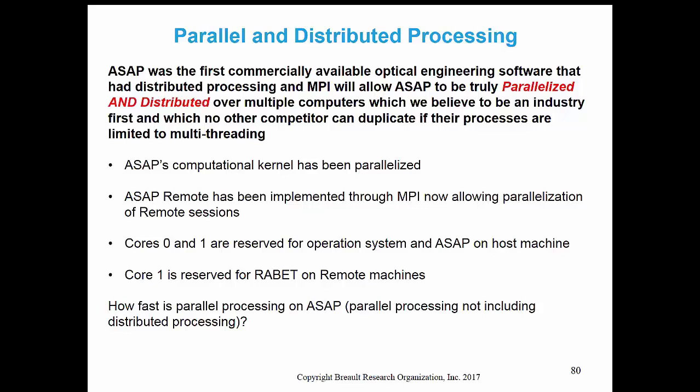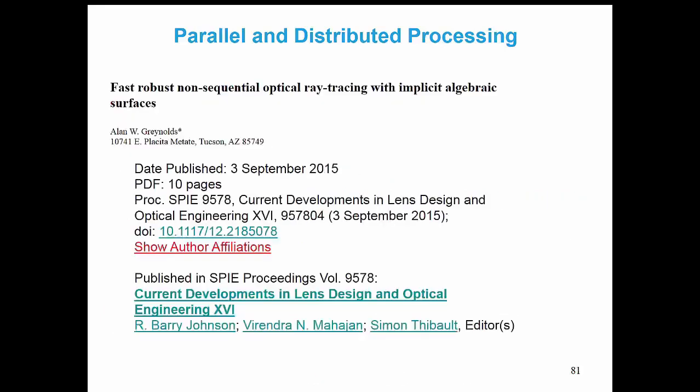NextGen's parallel processing works most efficiently on individual physical cores. Cores 0 and 1 are normally reserved for the operating system and ASAP on the host machine, and you are free to use as many other available cores on that machine for your simulations. We do not limit the number of cores you can use on a machine. But now, how fast is parallel processing on ASAP? Parallel processing, not including distributed processing.